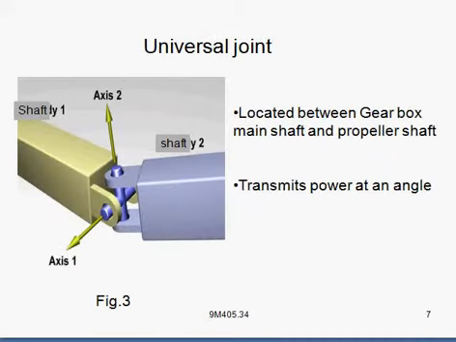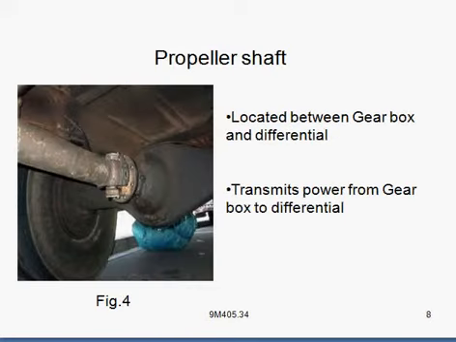The next component is the universal joint. This universal joint is used to connect the propeller shaft to the gearbox as well as the differential. These universal joints transmit power at an angle. This is the propeller shaft, which is used to transmit the power from the gearbox to the differential and finally to the wheels.